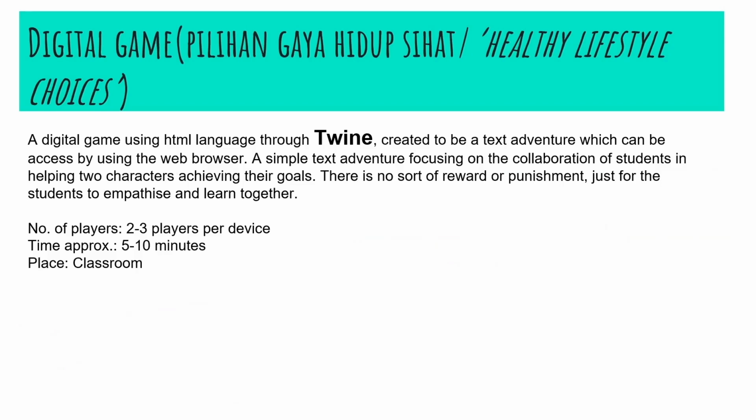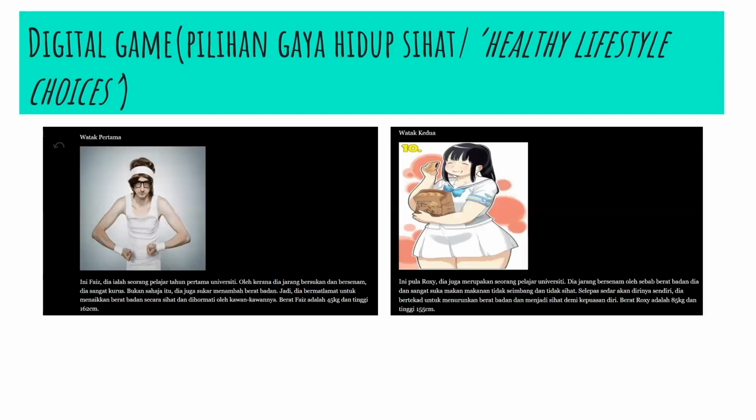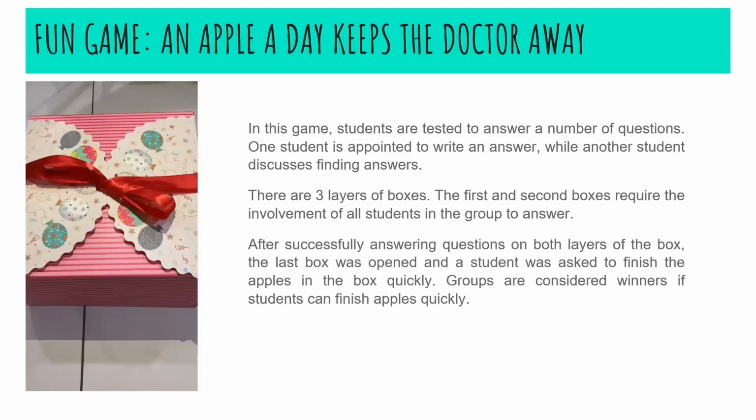And next will be the digital game, which was made by Sufi. He used HTML language to make the game. As you can see from the next slide, there are 2 characters. One is a skinny one, and one is a bit plump. So the students are required to choose the right path for them in order to achieve a healthy lifestyle.